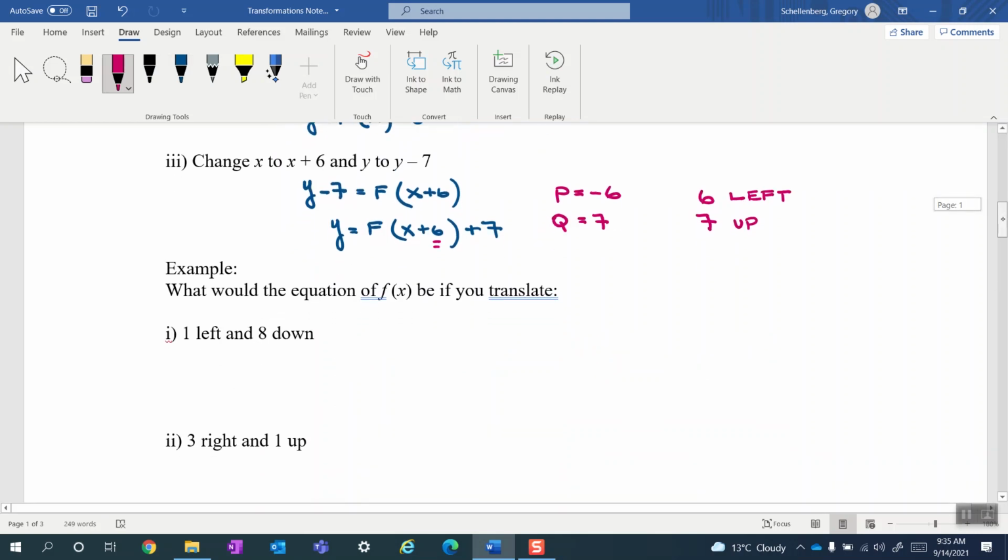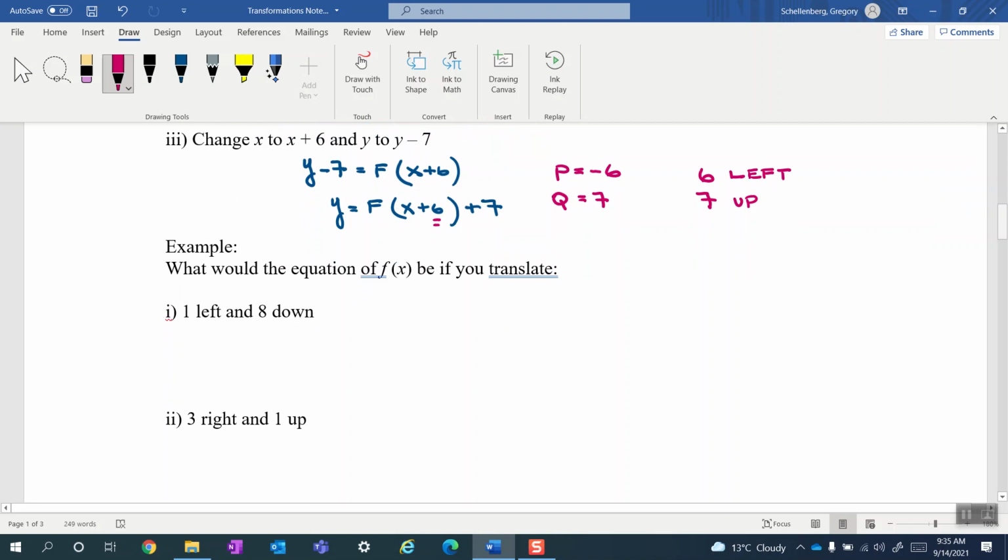Let's do the opposite. So this time we're given the translations and we need to build the equation. Okay, so what's the equation look like if we're translating 1 to the left and 8 down? If we're translating 1 unit to the left, we are replacing x with x plus 1.